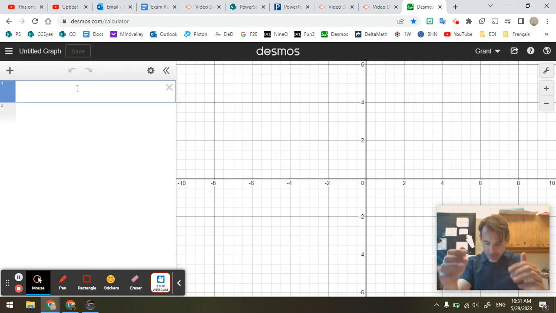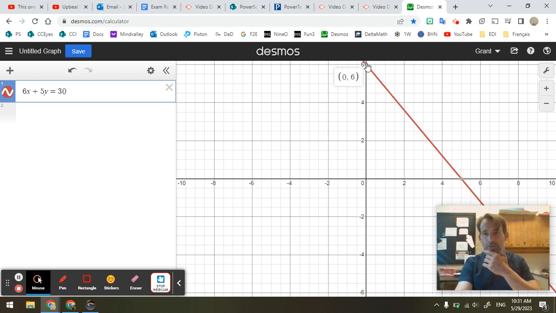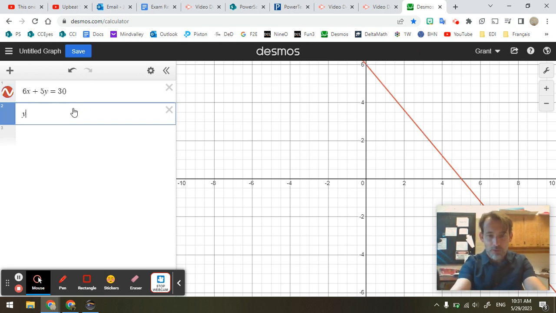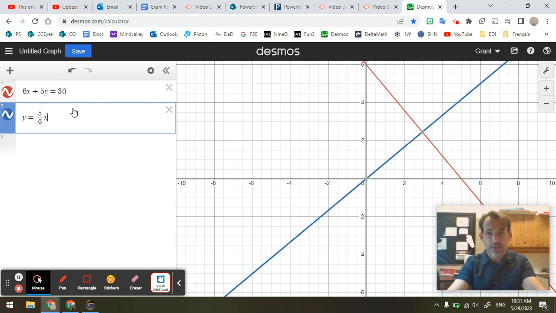So here I had this one line, which was 6x plus 5y equals 30. There's that line there with its intercepts at 6 and 5, which shouldn't surprise us because 30 divided by 6 is 5, and 30 divided by 5 is 6. So that's how they built that. And then we had this other line that we created, which was y is equal to 5 over 6 x. Notice that they're perpendicular. That very much looks like a right angle.